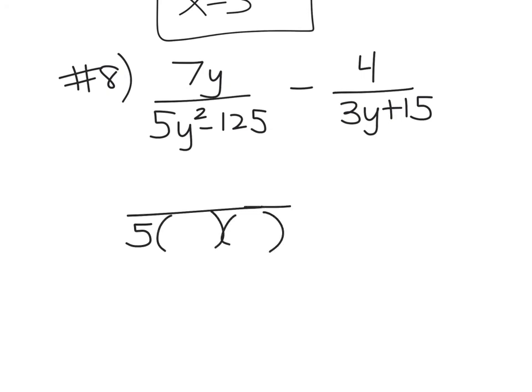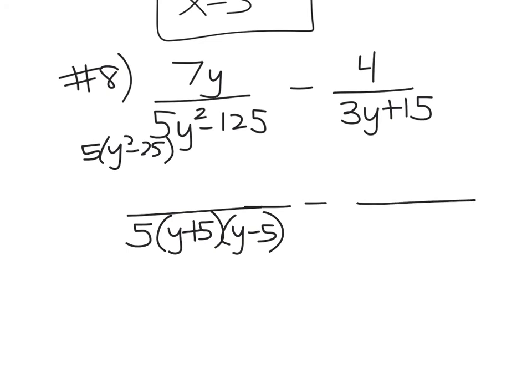Can you do all of that in your head, or do you want me to write that out? Maybe I should write it out. If you factor out a 5 right here, you're left with y squared minus 25, and that's the difference of 2 perfect squares: y plus 5, y minus 5. That's a lot, I know. And then minus, over here, let's factor this one, just the GCF on that one. So that's 3, and we get y plus 5. So 7y minus 4.